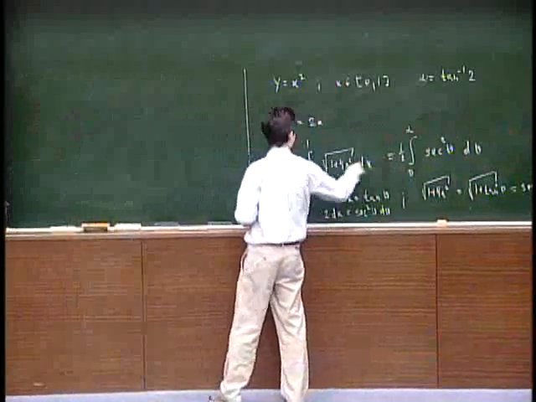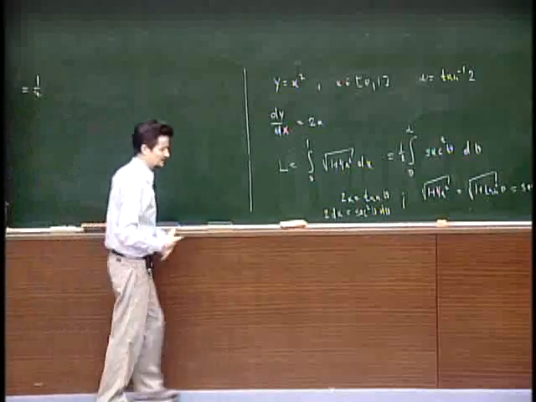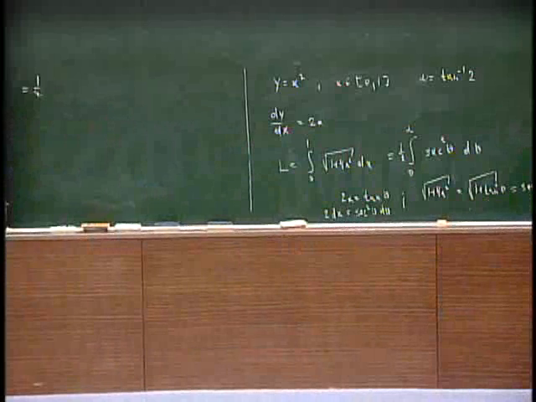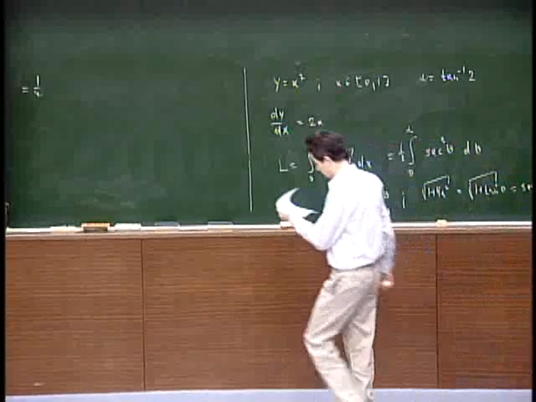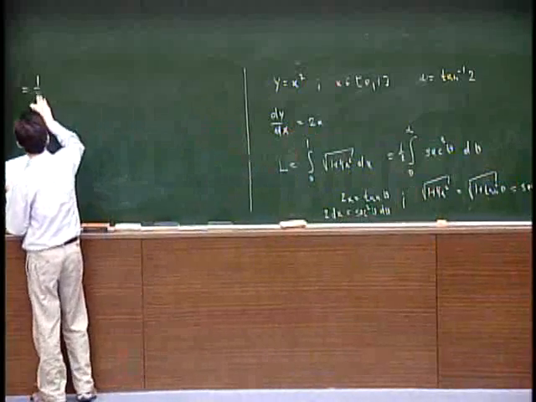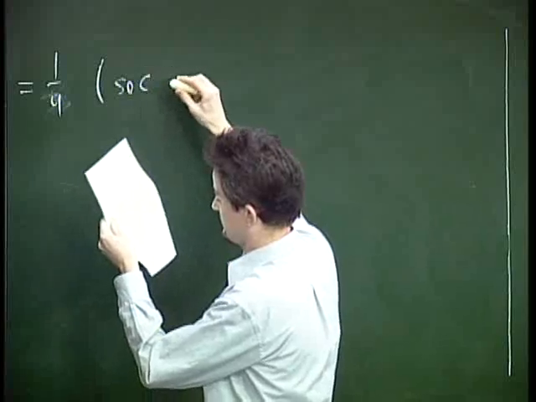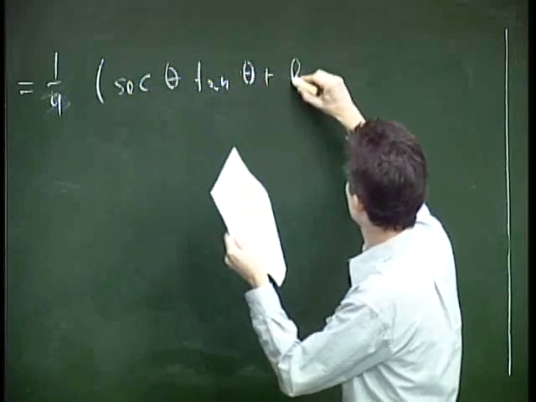Okay, so for this integral, you also have this in our textbook on the last page. You have a table of integrals. You can find this integral there. I just write out the result. So you have secant of theta tangent of theta plus ln.